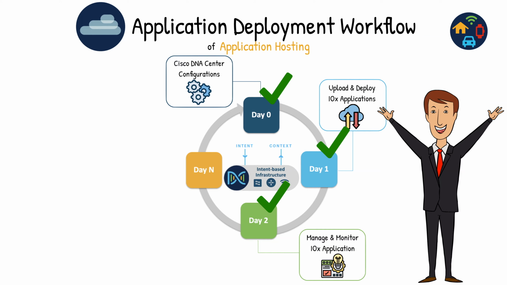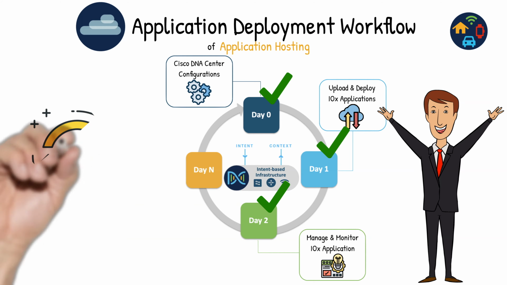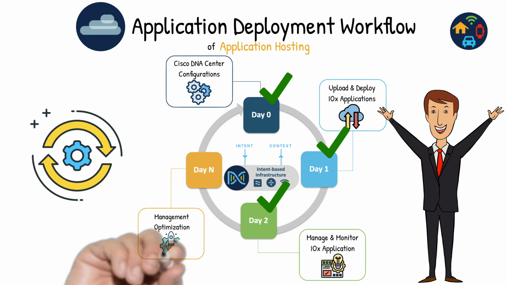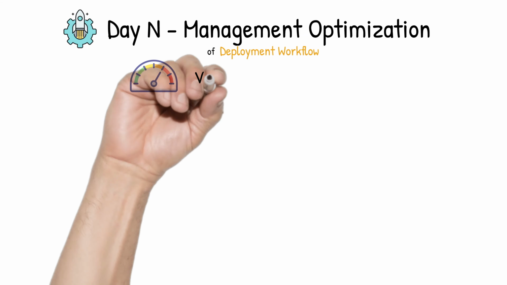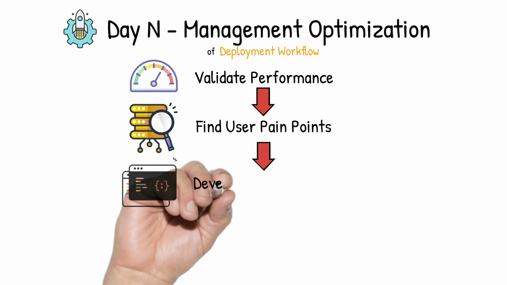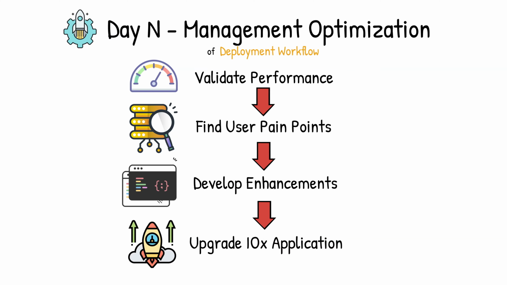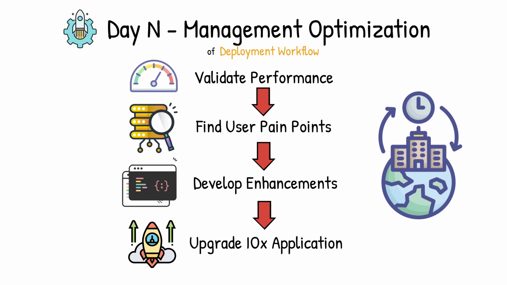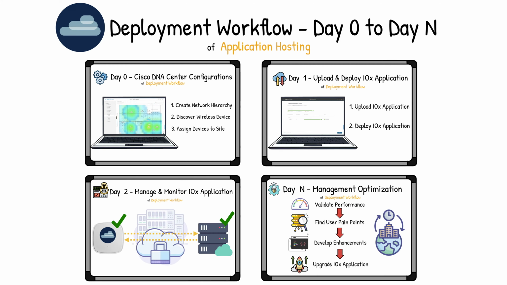However, as with all software, from time to time you'll observe areas in which you would like to improve, and this takes us to day N, where we have management optimization. The purpose of this section is to validate how your application is performing in the field, find user pain points, develop enhancements, and upgrade the application through Cisco DNA Center. This step is called day N because application improvement can continue infinitely into the future as long as the application is in use. To summarize this discussion, these 4 steps make up the entirety of the application hosting deployment process.